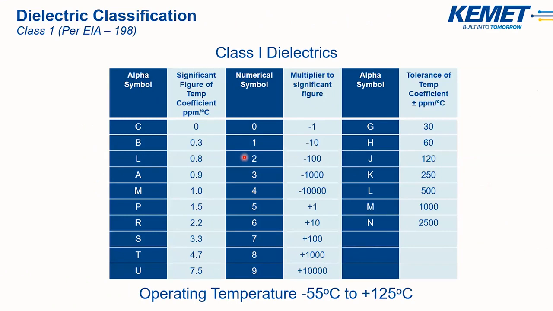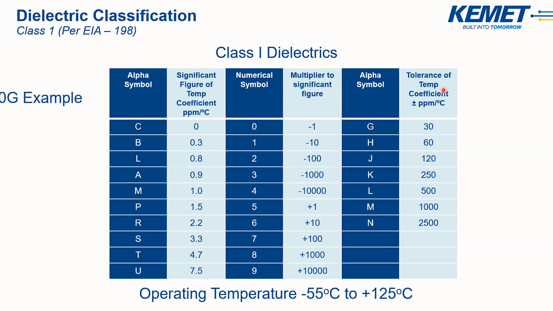So again, the majority of capacitor dielectrics are divided into subclasses, which are designated by 3 characters, which define its temperature coefficient of capacitance, or TCC. Class 1 dielectrics have a temperature range of -55 C to 125 C, and the 3 characters define how much that capacitance can shift over that temperature range. Since class 1 capacitors are considered very stable, their capacitance change is given in ppm per degree C and not percent. The first character defines the significant figure of the temperature coefficient. The second character defines the multiplier of that significant figure. And the third character defines the tolerance of the temperature coefficient.